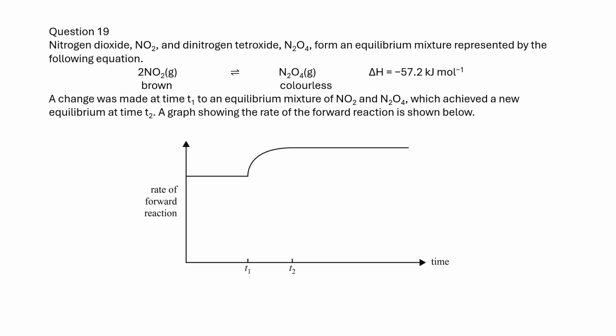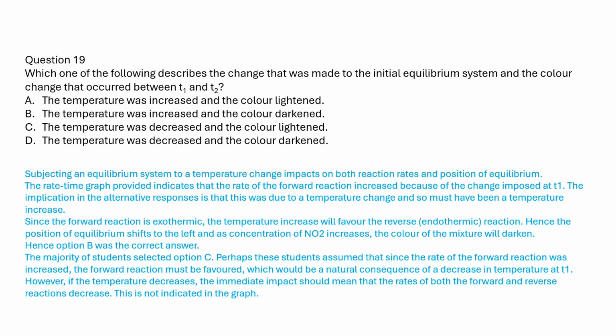The forward is exothermic. NO2 is brown, and N2O4 is colorless. At T1, the rate of forward reaction increases. At T2, it attains the plateau. Since the rate of reaction increases, the temperature is increased. So, C and D are eliminated. Since the forward is an exothermic reaction, increasing temperature pushes the reaction backward. NO2 is brown. So, the system will be darkened, and B is correct.